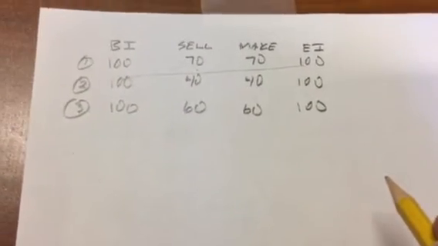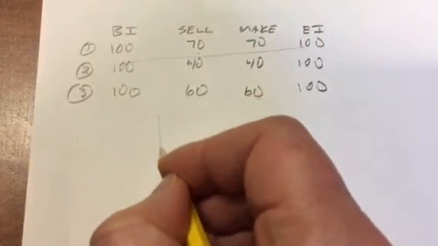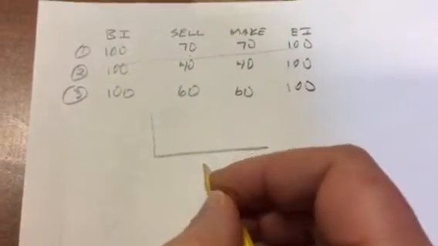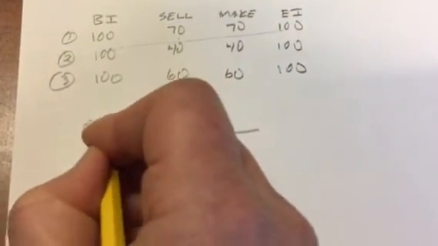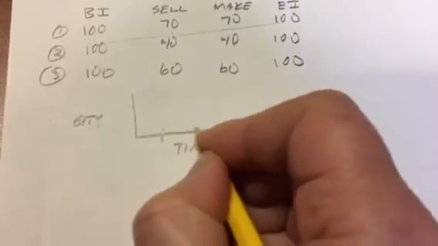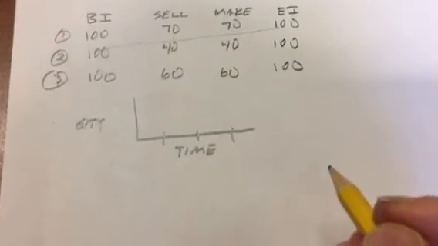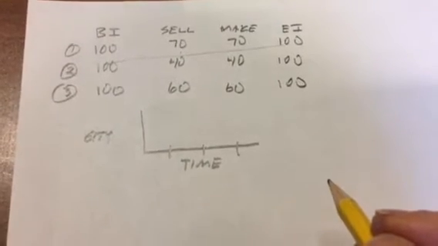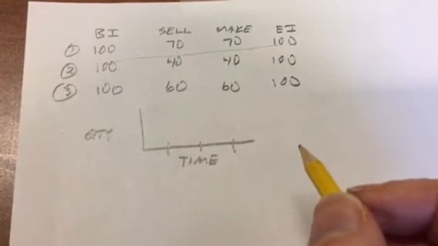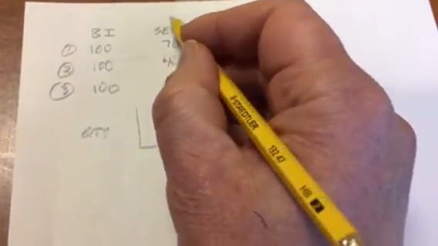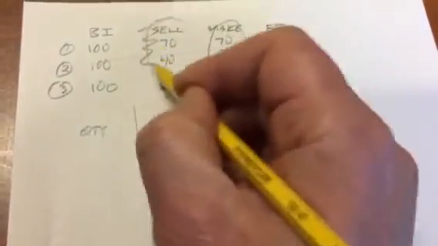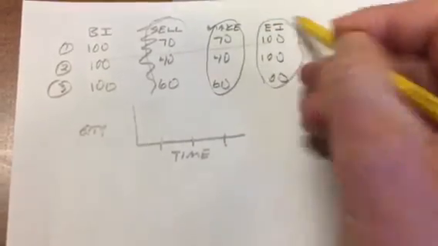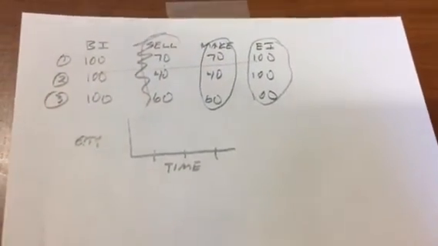So let's graph that out and see what that looks like. We always want to label our axes anytime we make a graph. So this is time, this is quantity. We've got week 1, week 2, week 3, and let's graph out our production and our inventory. It doesn't really matter whether we use beginning or ending inventory, but let's use ending inventory.